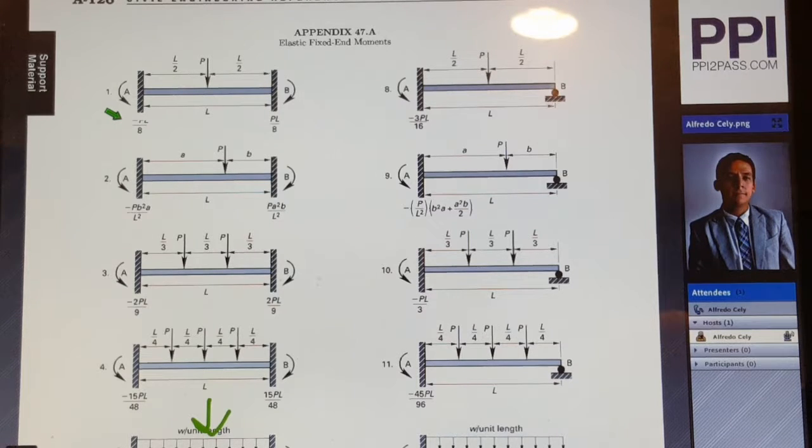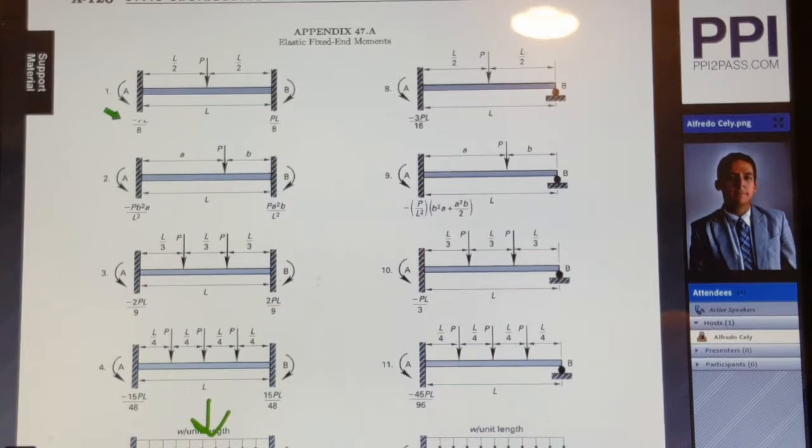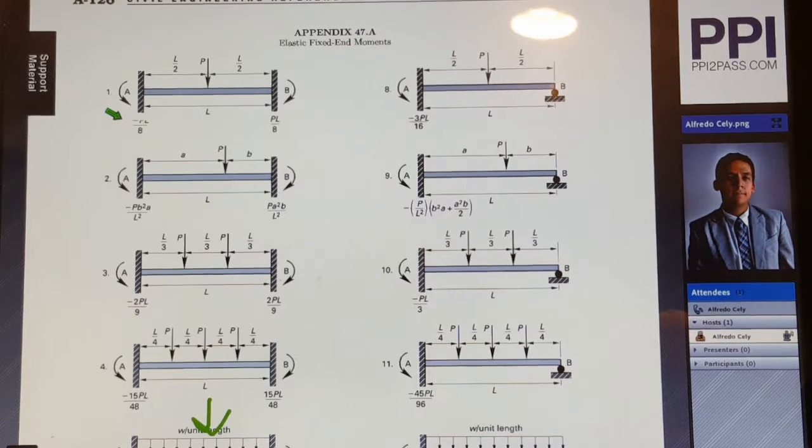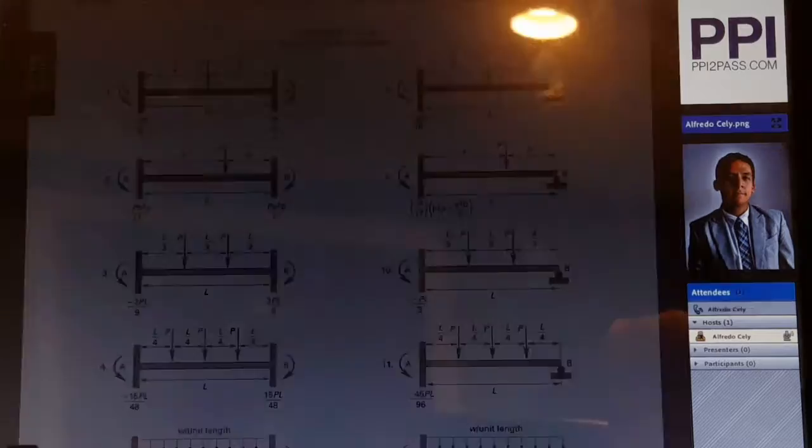So first you solve for the uniform load, and then you can solve for the point load. Simply, you will add the negative point load times the length over 8, and that will be your moment at support A. So Appendix 47.B is another key appendix to have for the PE exam.